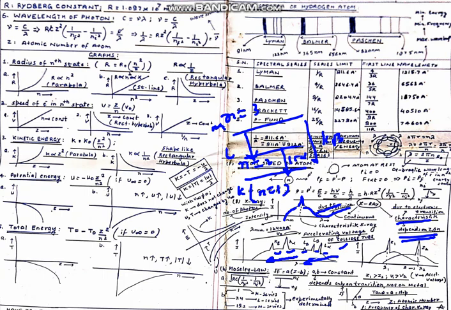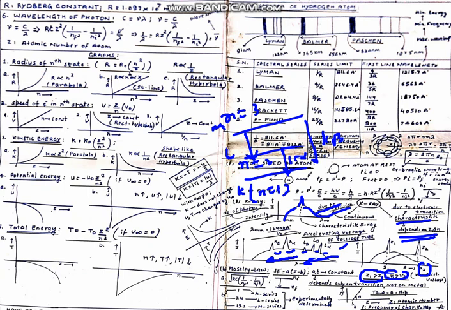Suppose we are given two graphs, Z1 and Z2. We can say that the larger the wavelength, the lesser the atomic number, or the smaller the wavelength, the more the atomic number. This we can analyze from the graph.